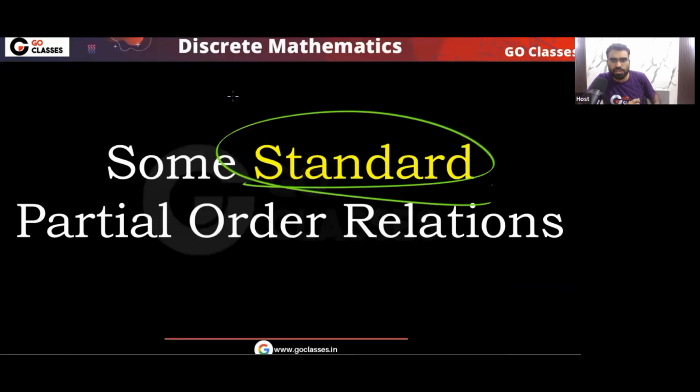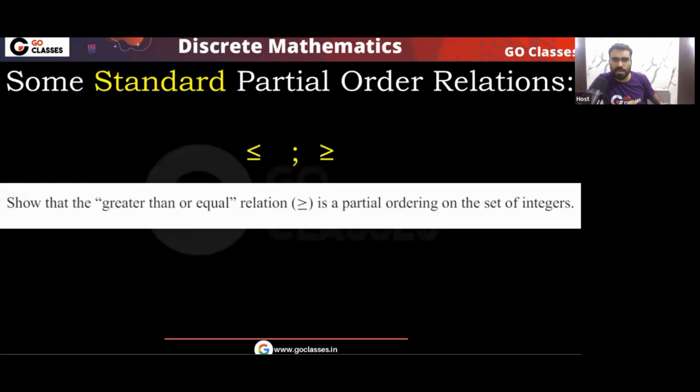Now we are going to see some standard partial order relations, so let's start one by one. First, the relations less than or equal to, and greater than or equal to. These relations are partial order relations. Can you prove that greater than or equal to is a partial order relation on the set of integers? Can you prove it? Please tell me.